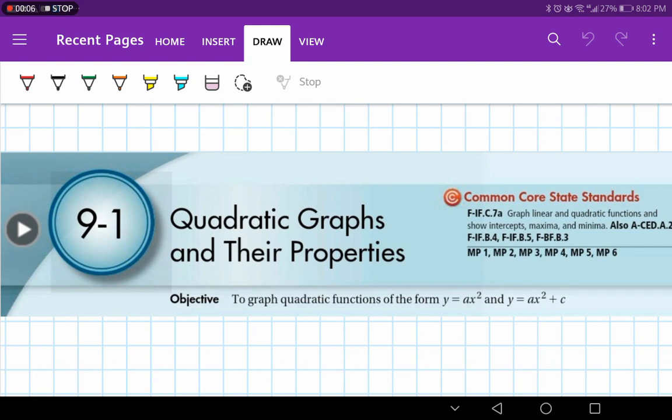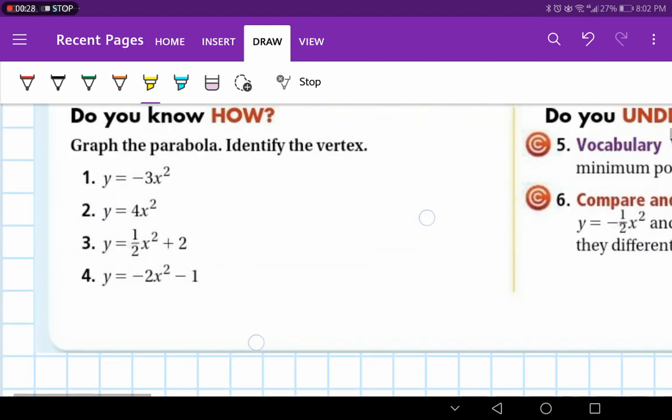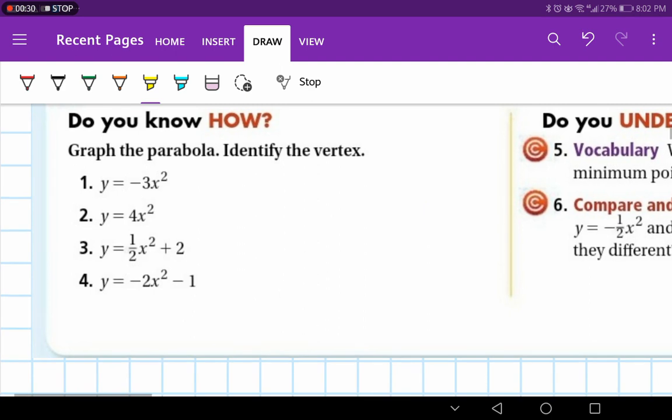Our lesson today is 9-1, quadratic graphs and their properties. Our objective is to graph quadratic functions of the form y = ax² and y = ax² + c. Let's go. Okay, here we have this question: graph the parabola, identify the vertex.